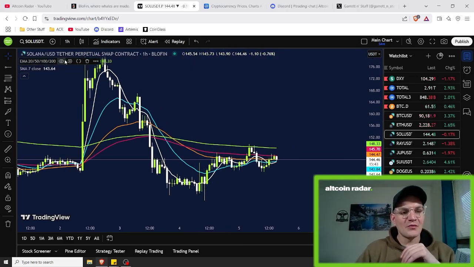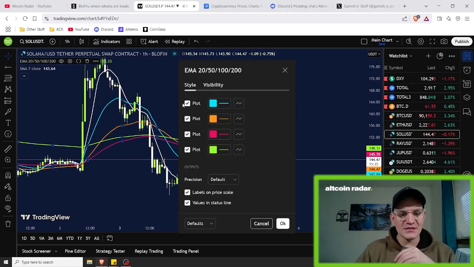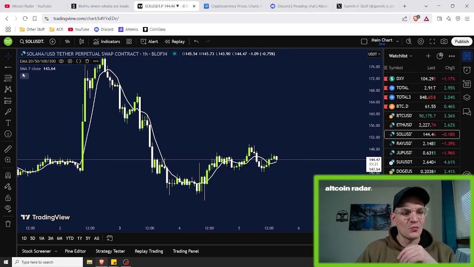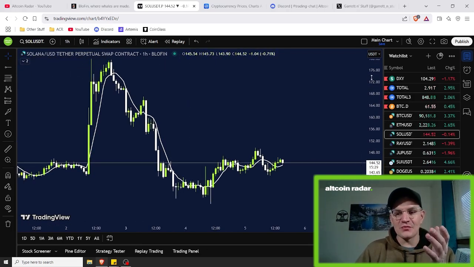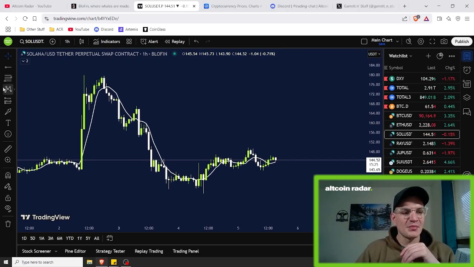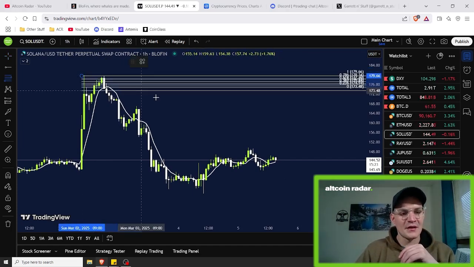But realistically, overall, what I personally like to use the most is my horizontal support and resistance levels. But that's just me personally. There's all kinds of different ways that you can do it. And yeah, that's just my personal way that I like to find my overall levels that I'm planning on taking profit on. All right.